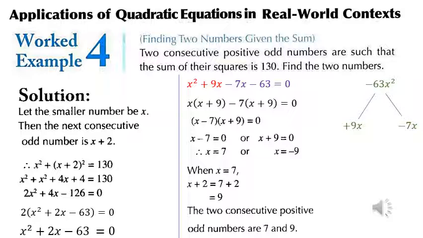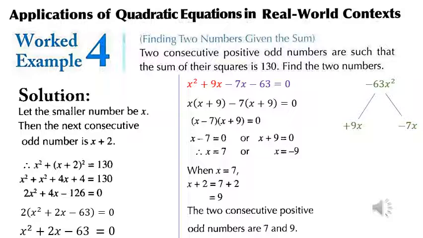So take the square of both numbers. The square of the first number is x square and the square of the second number is x plus 2 whole square, and their sum is equal to 130. Expand the bracket x plus 2 whole square. Then we have x square plus 4x plus 4, which with the first square gives the equation equal to 130.